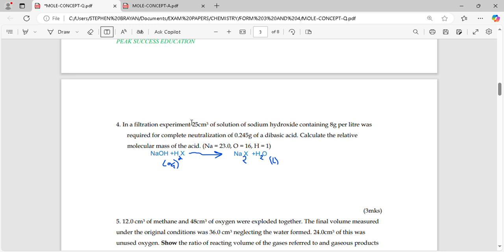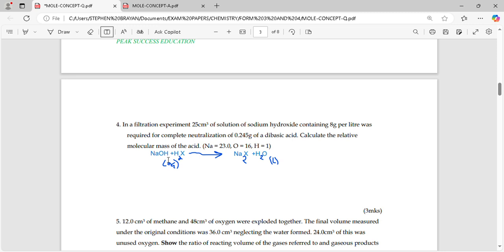First and foremost, when you meet this question, I've started by writing this equation here. Because remember, this is sodium hydroxide and a dibasic acid. A dibasic acid means it has two hydrogens. We have monobasic, we have dibasic, and we have tribasic. So when we talk about monobasic, it is like hydrochloric acid, which has one hydrogen, H. Dibasic is like sulfuric acid, it has two hydrogens.